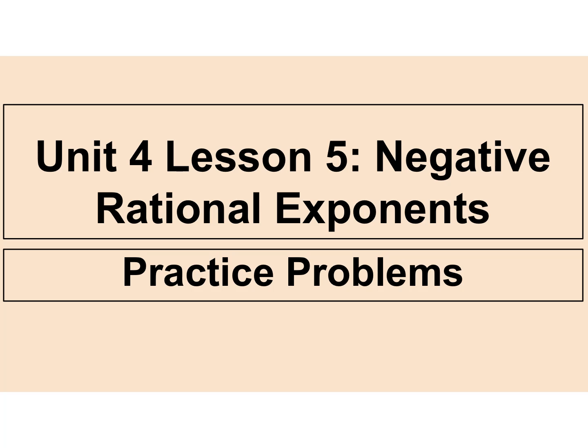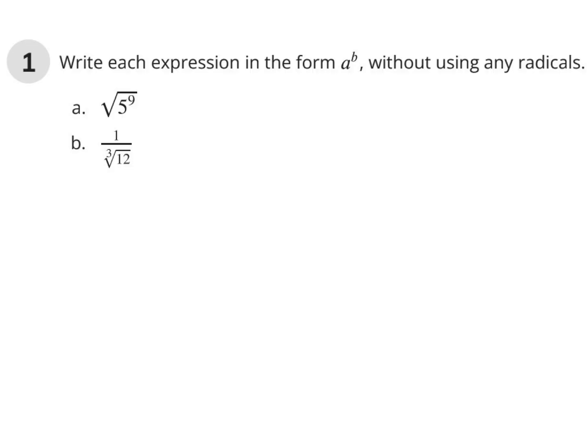Welcome to Unit 4, Lesson 5, Negative Rational Exponents Practice Problems. All right, we're going to have to transform these from radical form to exponential form. A 2 goes there, so this is 5 to the 9 halves. That's all we can do with that one.